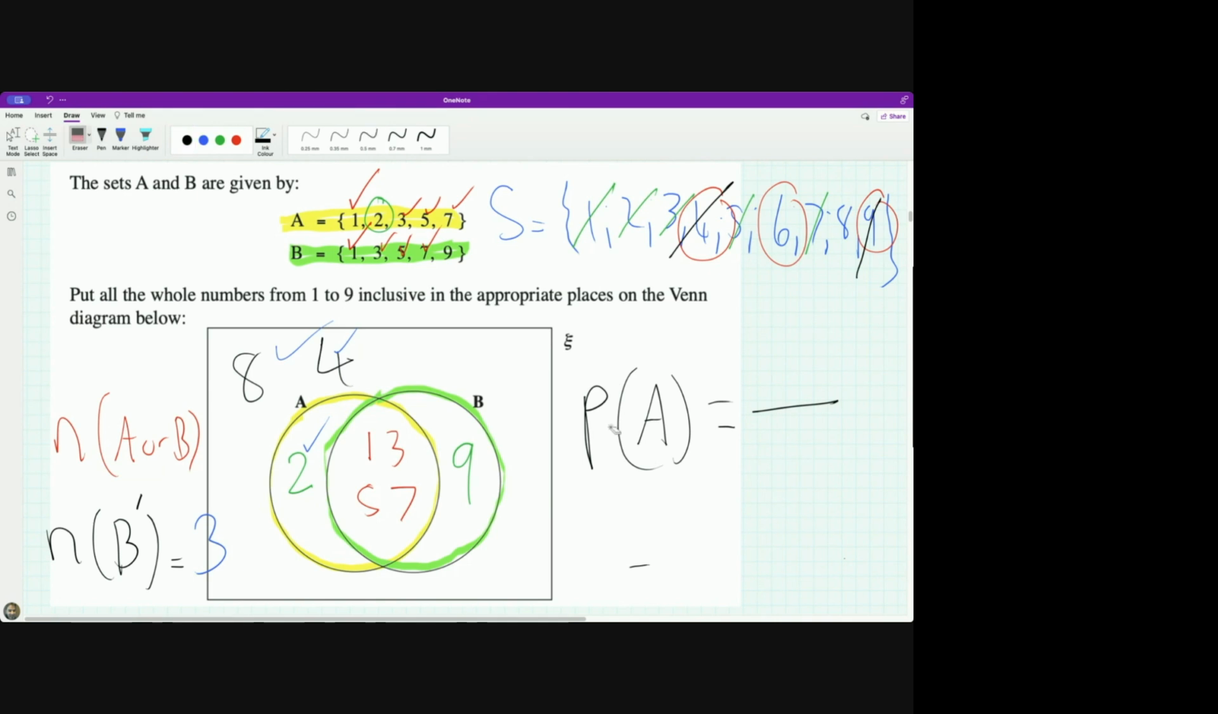Actually, let me go on to the next one for now. I'm not going to do that because I've just recognized the 4. Well, actually, no, wait. Let me. The n of, what is the probability of A? Sorry, I was avoiding that too early. How many items in total are there? There are 9. How many items are there in A?